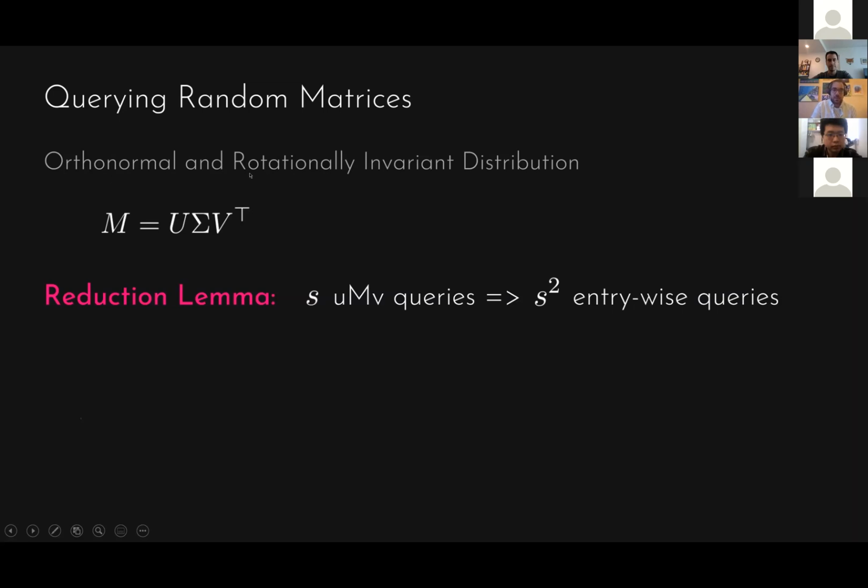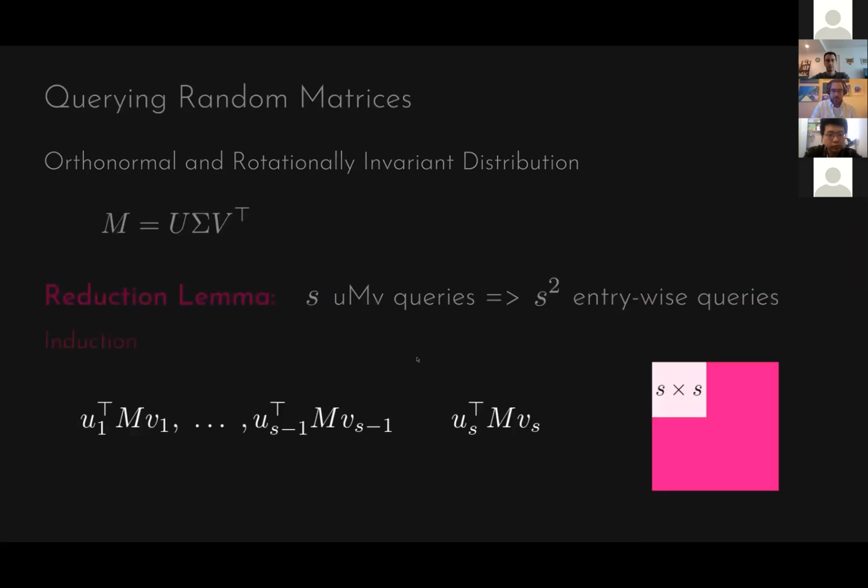So here we look at these rotationally invariant distributions where capital U and capital V are random, and you can permute the rows, and they're still the same distribution, and then you have some singular values. If these are orthonormal, then it doesn't really change the singular values, it just changes what the singular vectors are. And so this was used previously to prove some lower bounds for estimating the Schatten p-norm. And we show that if you have S queries in the UMV model, then you can do it with S squared queries in the entry-wise model. You get the same thing.